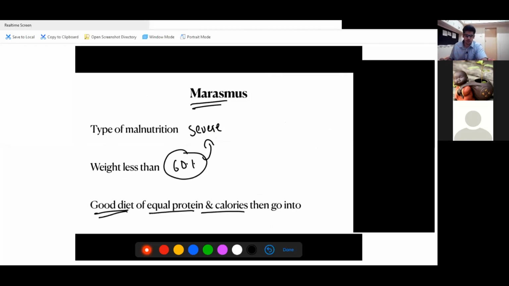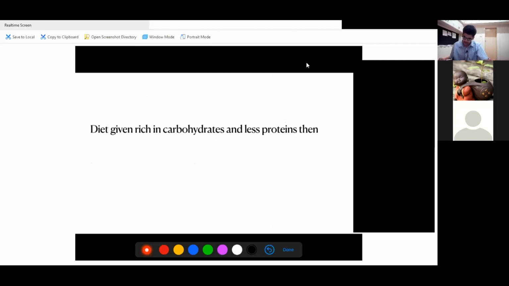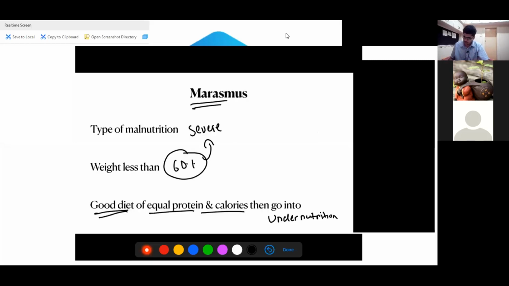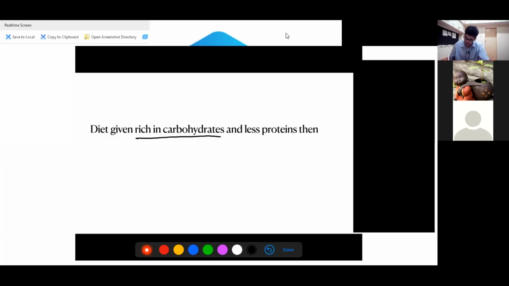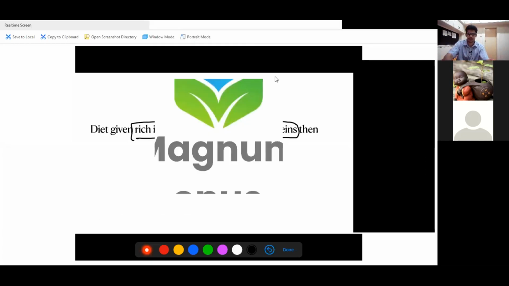Fine. Good diet of equal protein and calories, then this patient goes into undernutrition. That's a good sign, you're calculating the correct calories and proteins and you're giving this child, and then this child goes into undernutrition. That's the correct calculation. Now you're giving a diet rich in carbohydrates and less proteins. Now someone else answered, not the same students. Your marasmic patient, you give him a diet which is rich in carbohydrates, that means calories, and less in proteins. So where have you pushed this child? Where have you pushed this child?